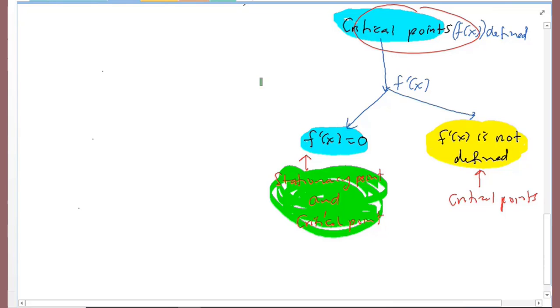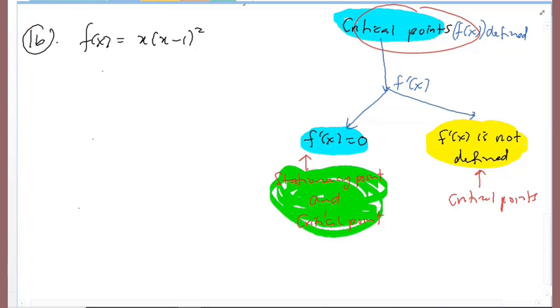Okay, so given number 1b, f of x is equal to x times (x minus 1) squared. Either you expand or use the product rule. So which one do you want? Expand first or use the product rule? Product rule.